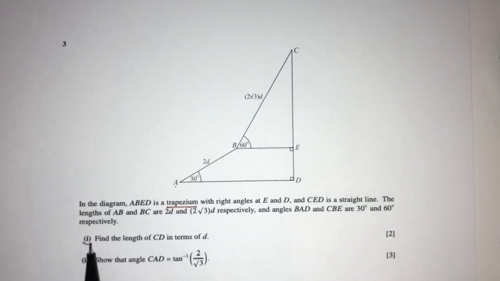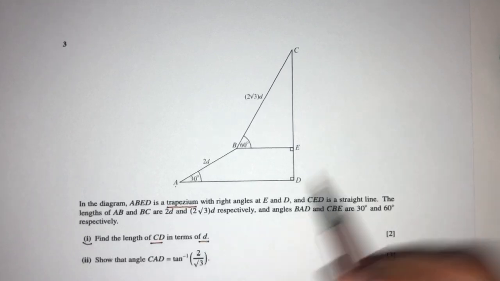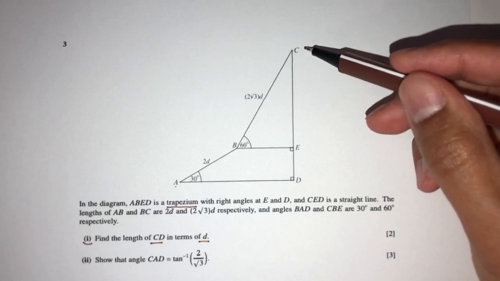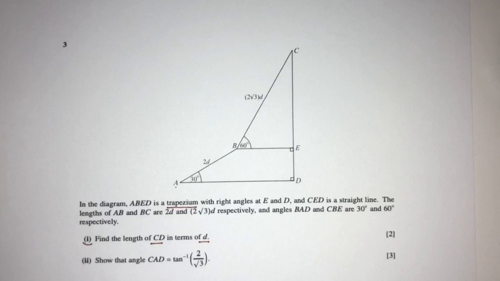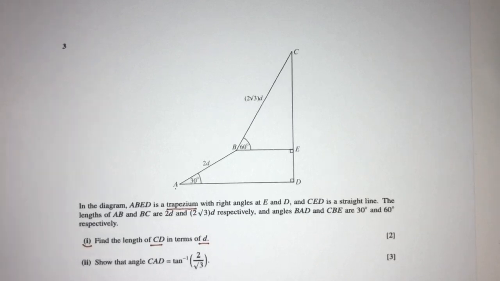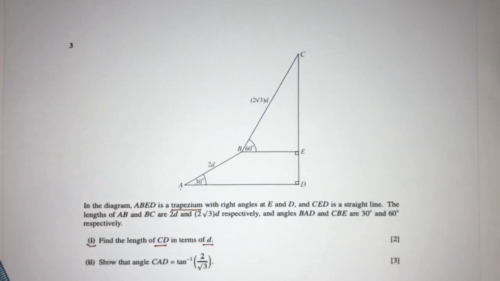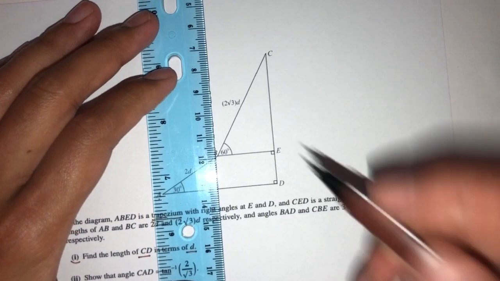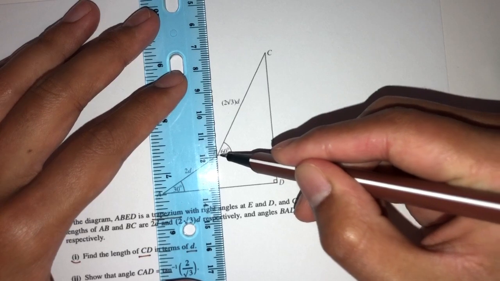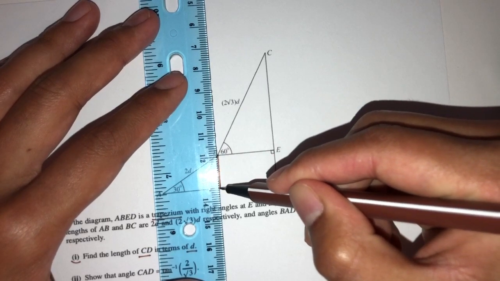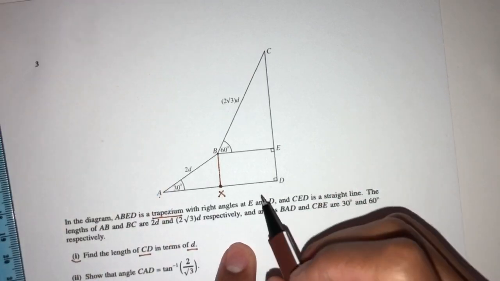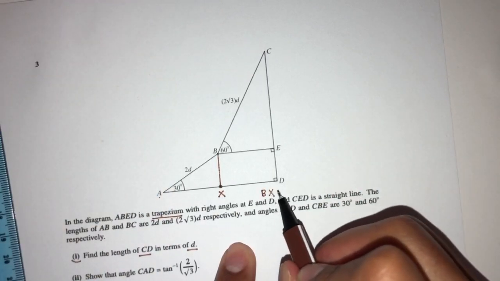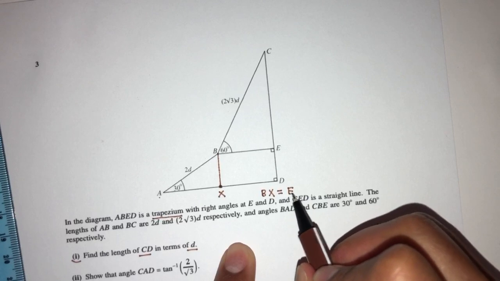Part 1, find the length of CD in terms of d. So where's CD? CD will be this one. How can you find the length of CD? It will have to be in terms of d, obviously. Let's see how we can break this down. If we join these two, for example, let's call this X, we can see clearly that BX is the same as ED.